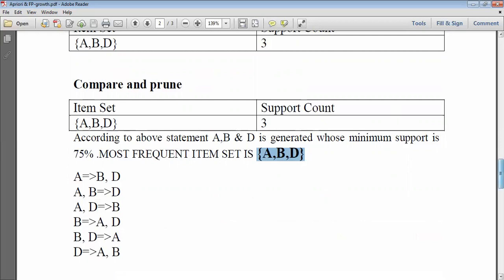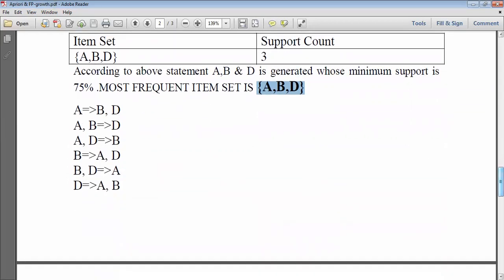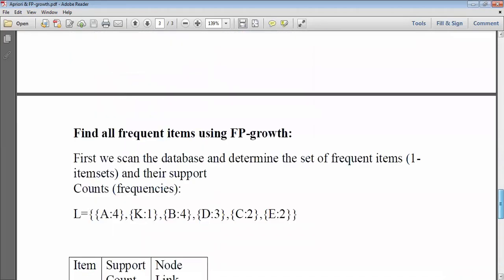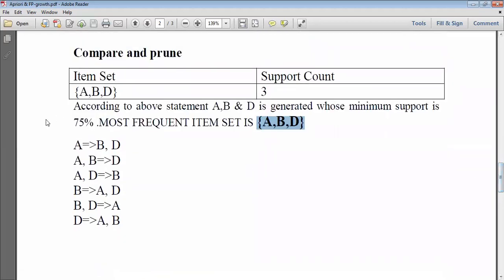So what confidence do you have to find out? What is the list of strong association rules we have to generate? Here you have to generate the strong association rules. A, B, D are the only items frequently purchased, and we have to represent the strong association rules among these items.